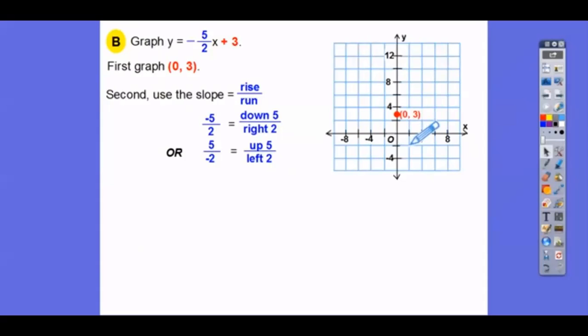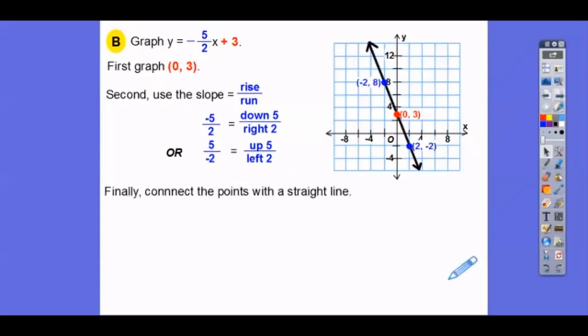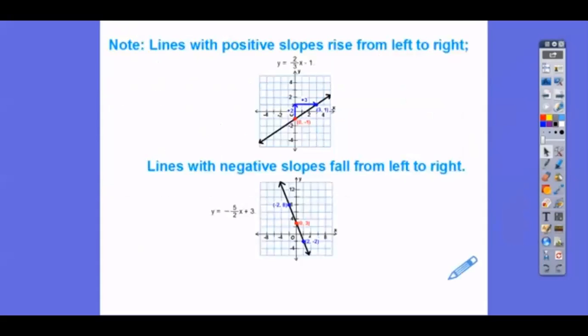Then it's your turn now to choose the way you want to count. If you count 5 down, it will be 2 units to the right. If you count up, it will be 2 units to the left. Then you will find another ordered pair, which will be (-2, 8). Then you connect between them.